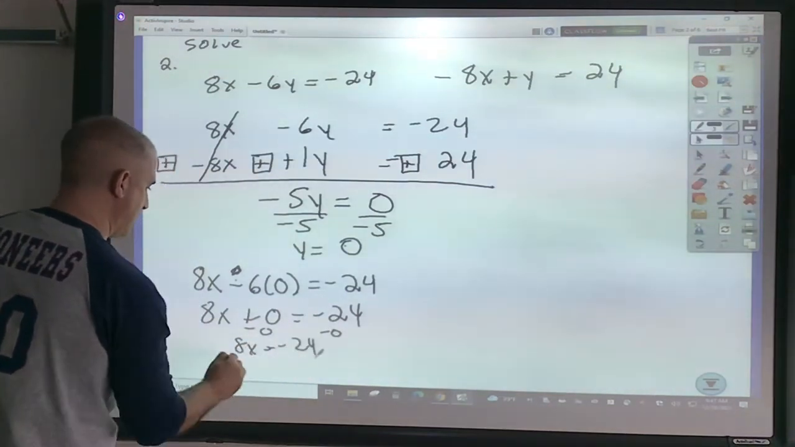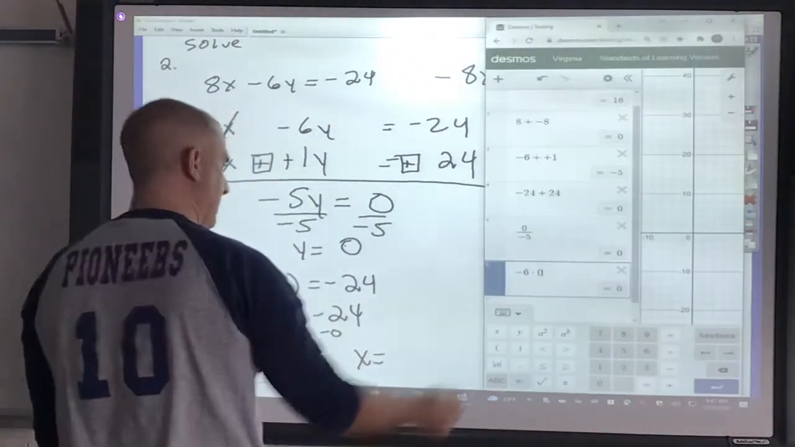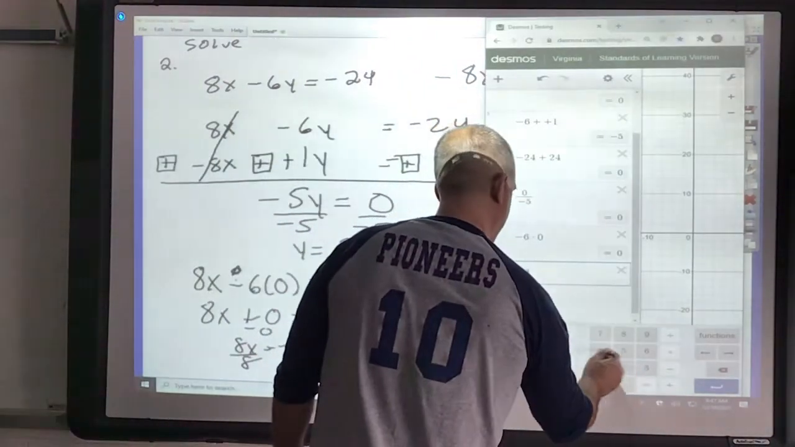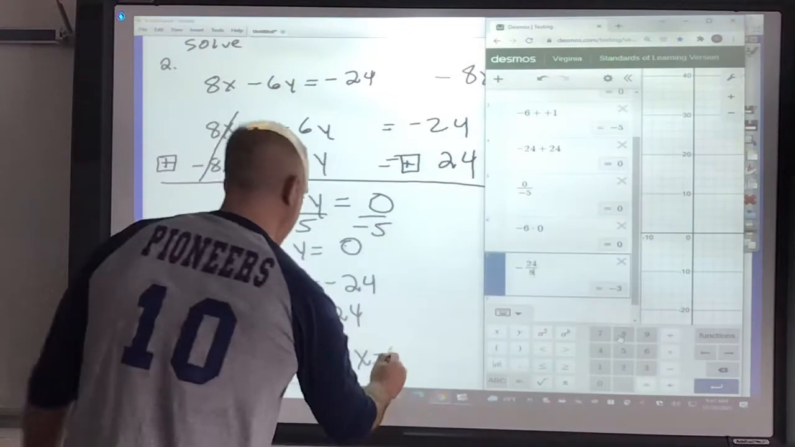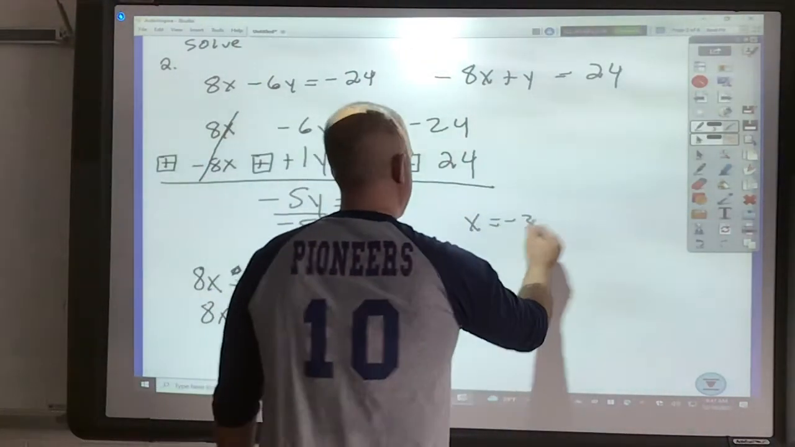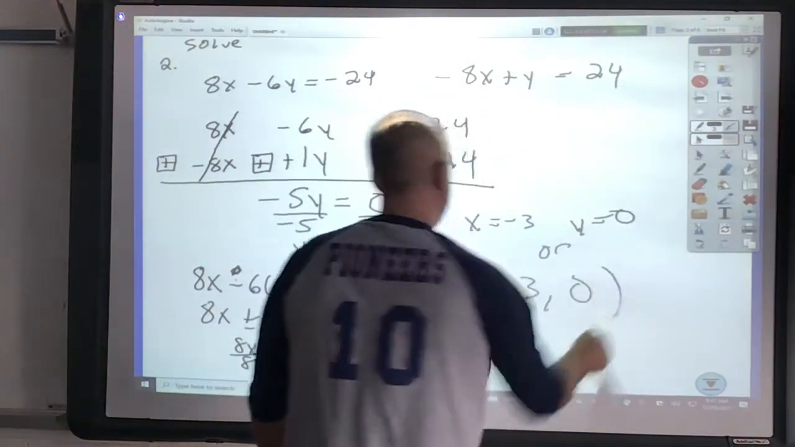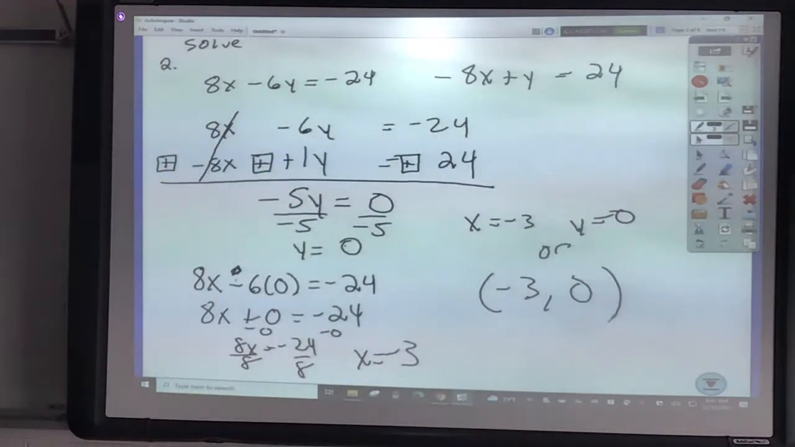All right? And then I want to divide by 8. Okay? So I got negative 24 divided by 8. I get negative 3. So my final step: x equals negative 3, y equals 0, or I could write it as negative 3 and 0. Okay? All right, it's that simple.